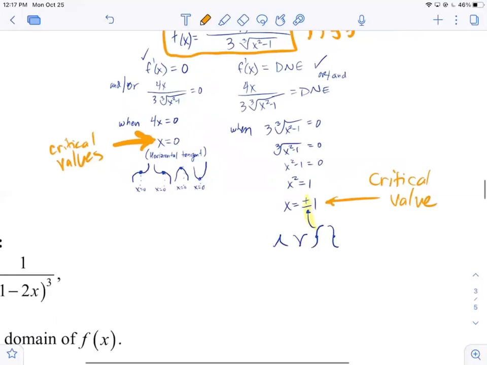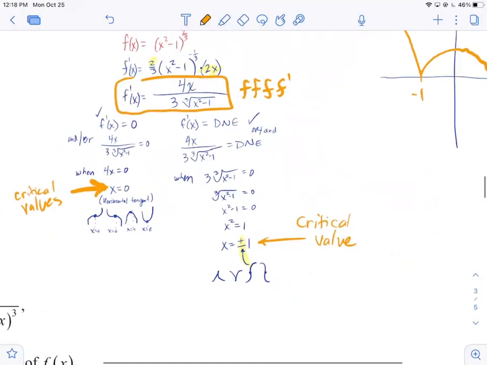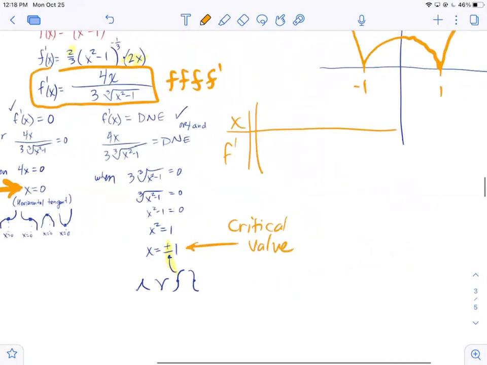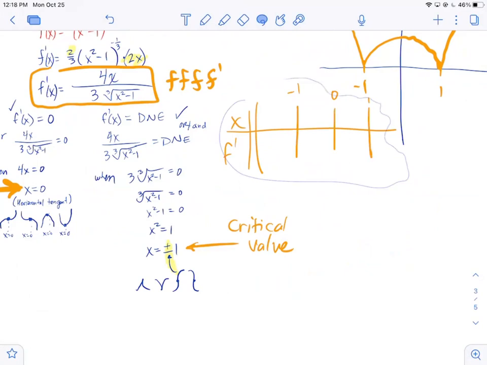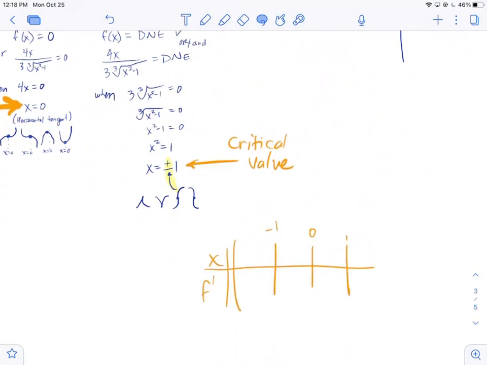Here's all we have to do. We're going to make a little number line chart, x and then f prime. The line that divides the two rows is the number line. Let's put our critical values on there in order. Here's -1, here's 0, and here's 1. I'm encroaching on the graph itself, so let me come down here. There we go. There's 1.